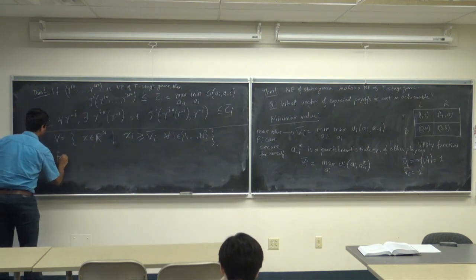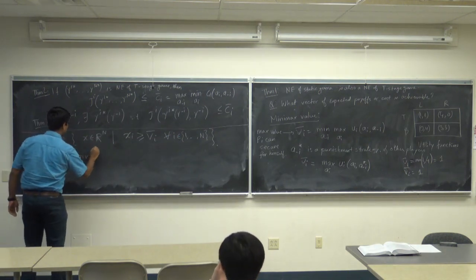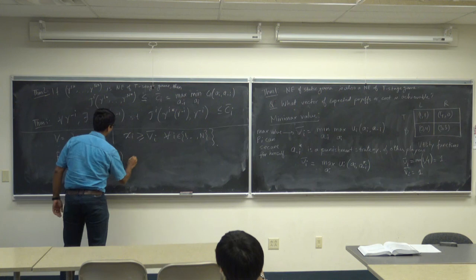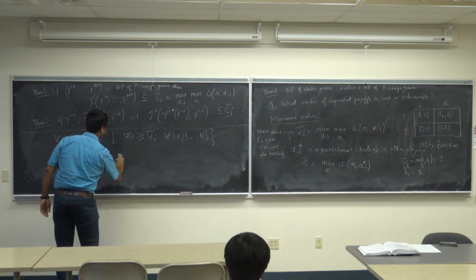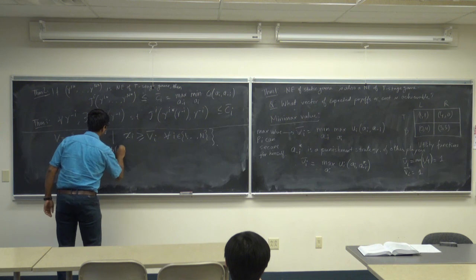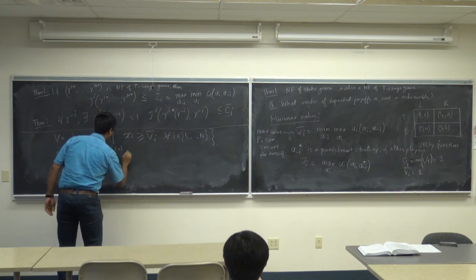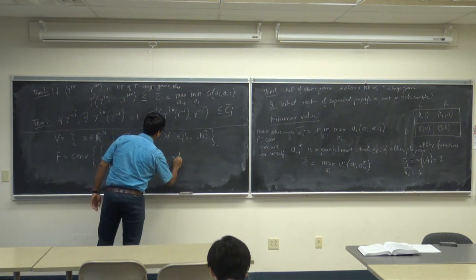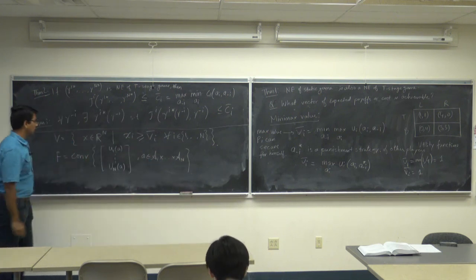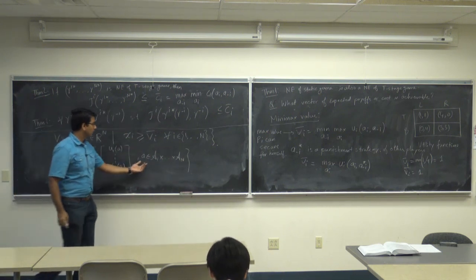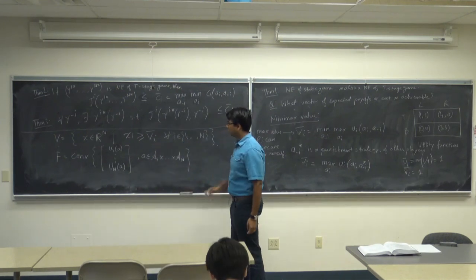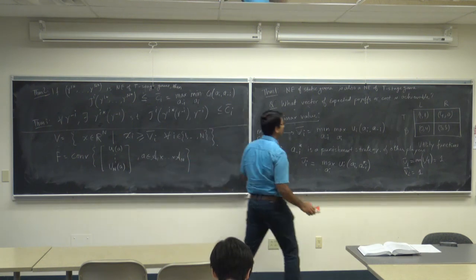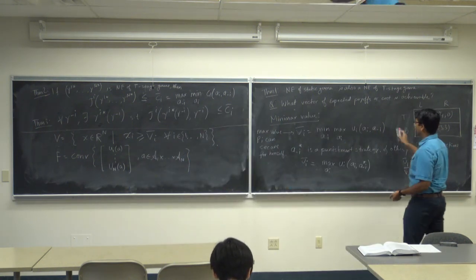And then F is the convex set of u_1(a), ..., u_n(a) for a in A_1 × ... × A_n. So I look at the vector of these payoffs for all possible values of the actions that one can take, and look at the convex combination. So let's go back to this game and look at the convex combinations.